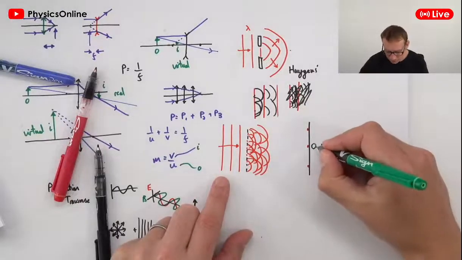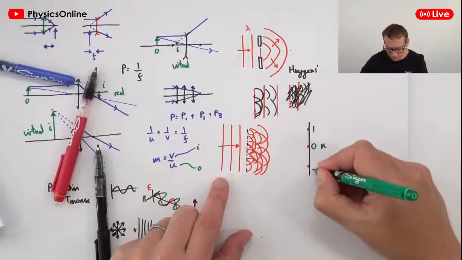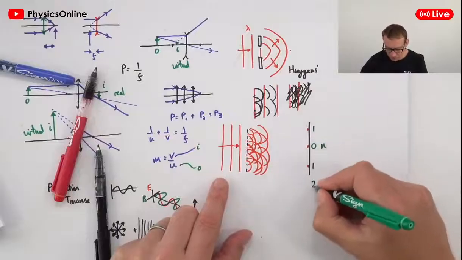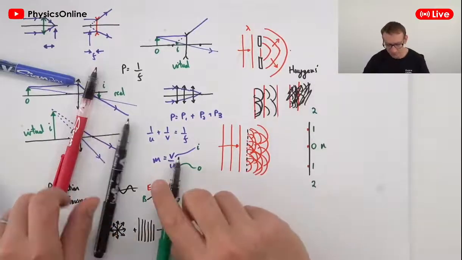Now here we've got the 0th order, we then got the 1st order to each side, and then we'd have the 2nd order, and so on.